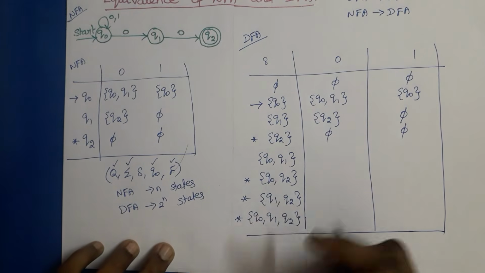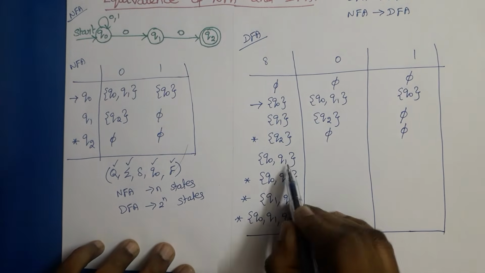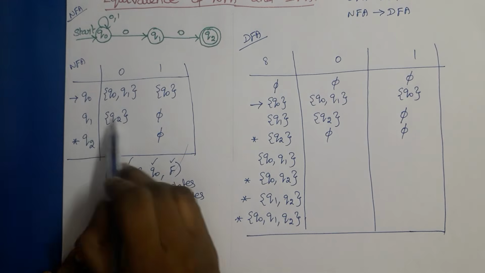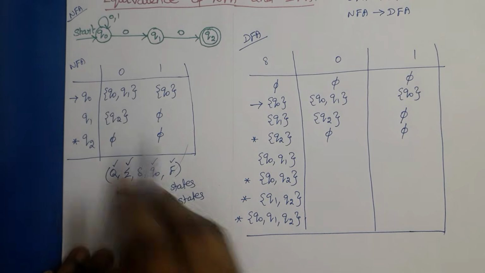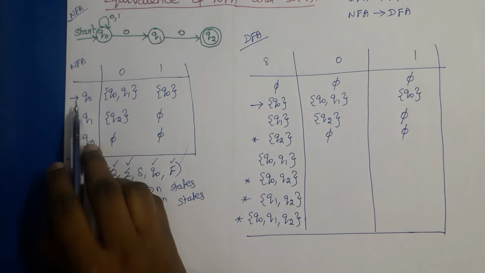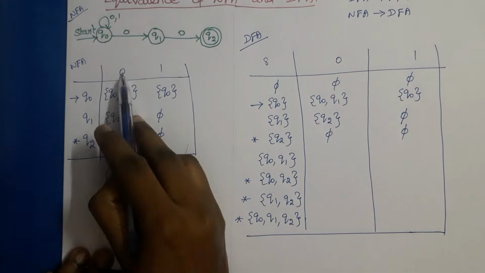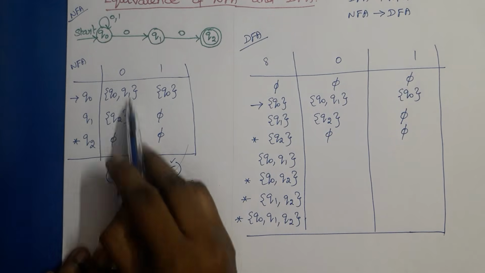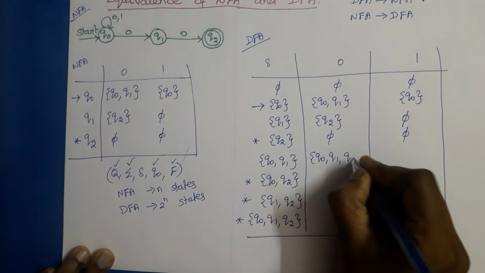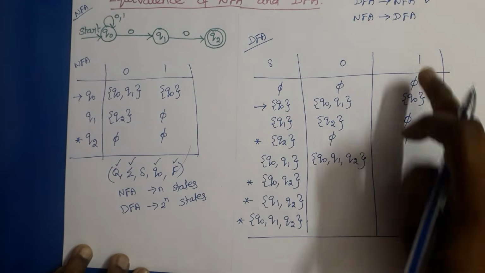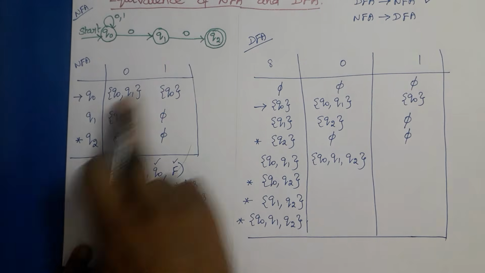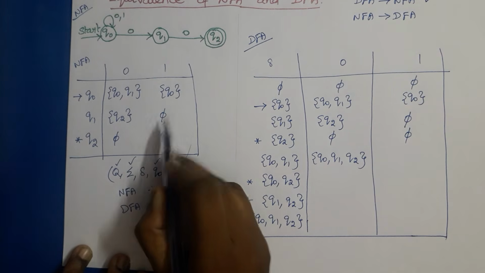Then Q naught Q1. Now we need to find delta of Q naught Q1 comma 0. If you want to find delta of Q naught Q1 comma 0, we just perform the union operation in the NFA table. So Q naught 0 union Q1 0 should be performed. So delta of Q naught 0 union Q1 0. The union of these two is Q naught Q1 Q2. Similarly, Q naught Q1 and 1. We perform the union of Q naught 1 union Q1 1. So that is Q naught union phi, which is Q naught.